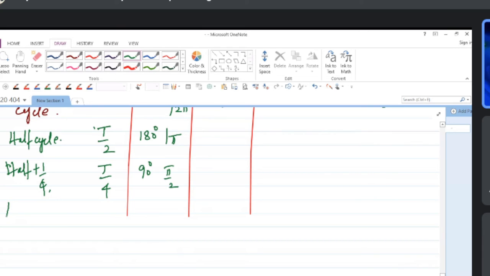So T/8, one fourth, one half, and so on. We missed something. What else did we miss here? 270 degrees. What will 270 degrees be?